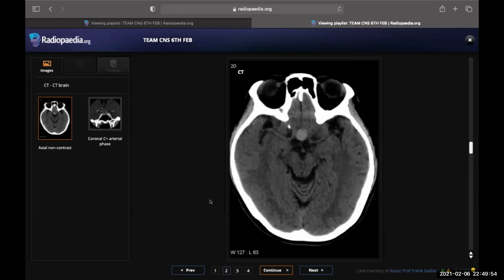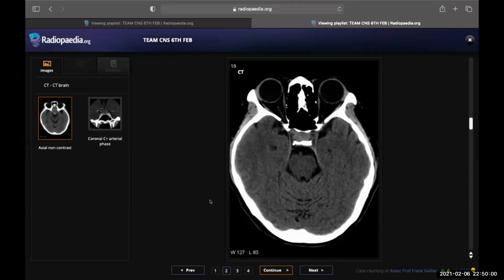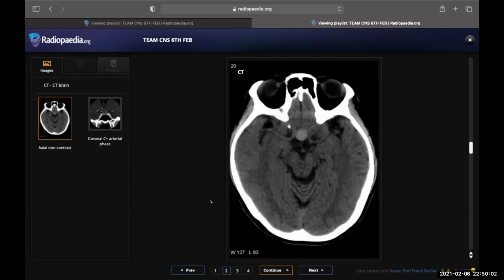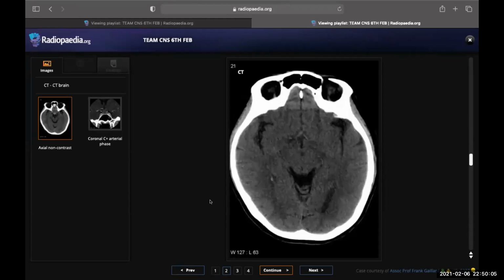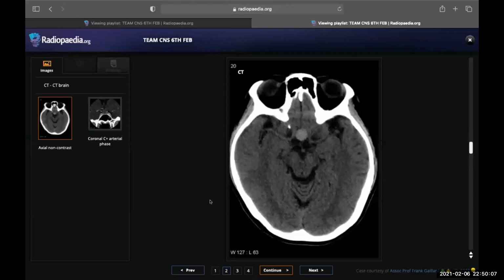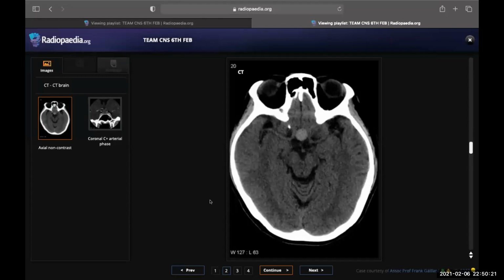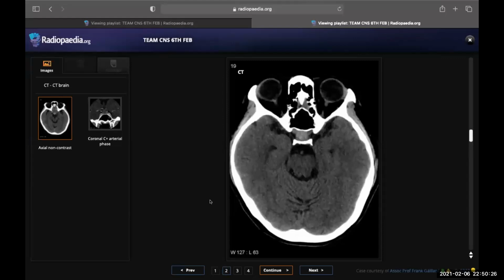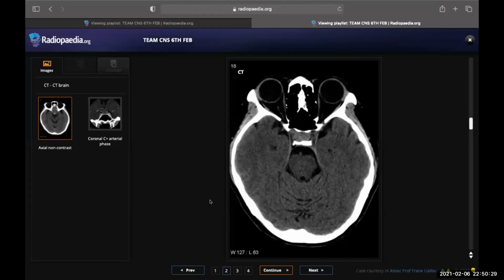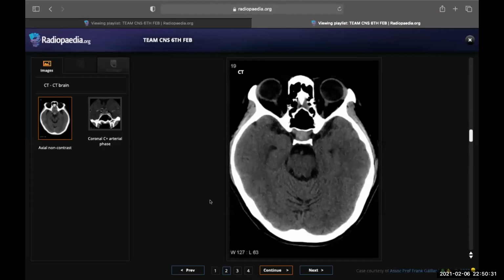I'm scrolling. This is a non-contrast CT of the brain. I can see a rather well-defined hyperdensity in the suprasellar region. I would like to examine it in coronal and sagittal if possible, or if we have contrast enhanced. I'll give you contrast later. What are you thinking? So my differential is first a thrombosed aneurysm. It's hyperdense in this location. This is my main differential.